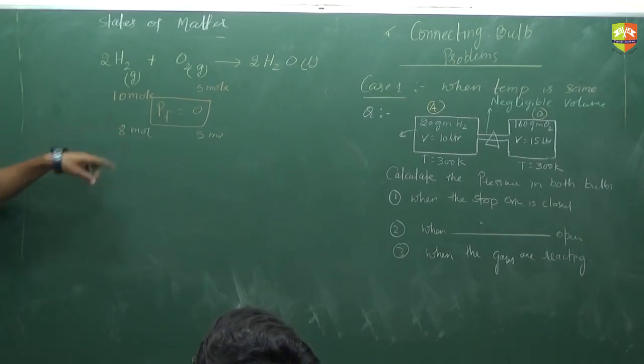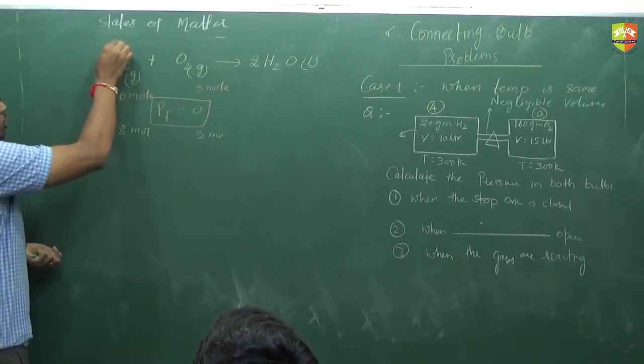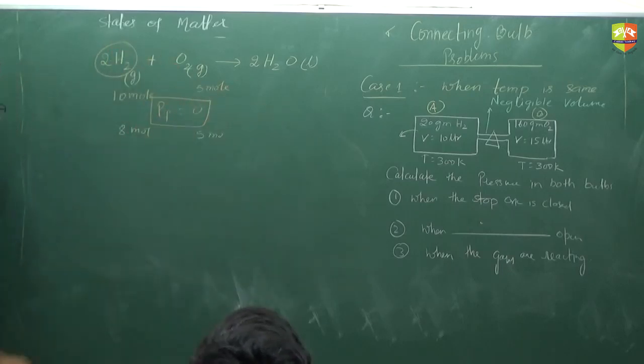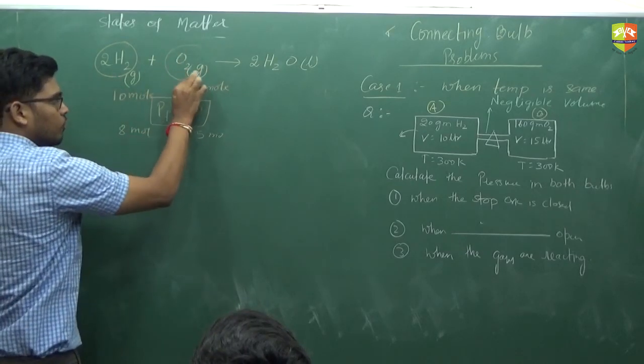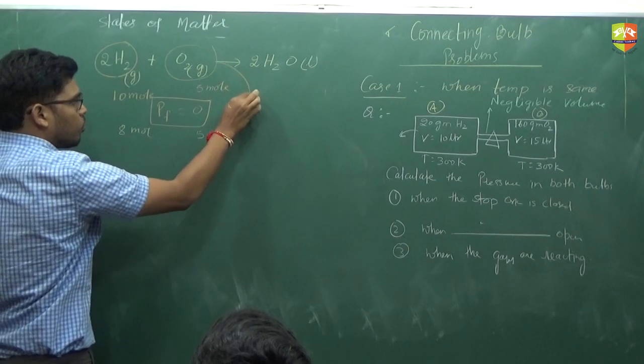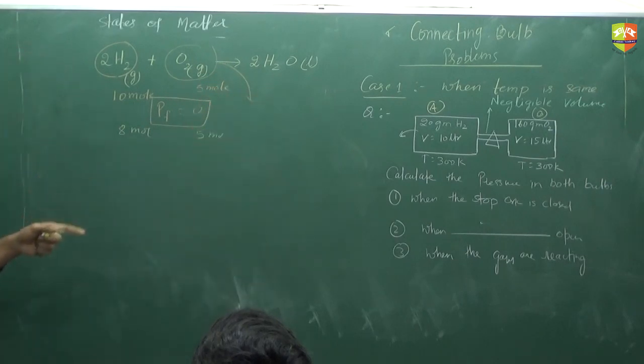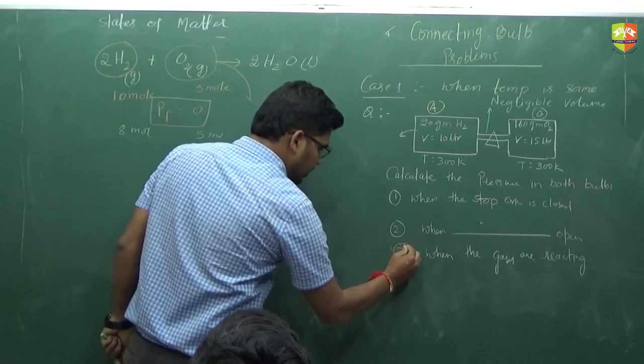H2 is limiting. H2 is the limiting reagent. So we'll have some amount of O2 left in that container. You need to find out the number of moles of O2 left, and then PV is equal to nRT. Correct? So this third one is very important. You must understand this question.